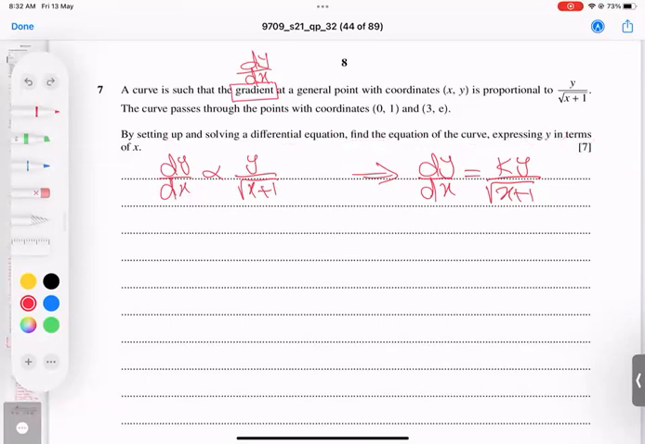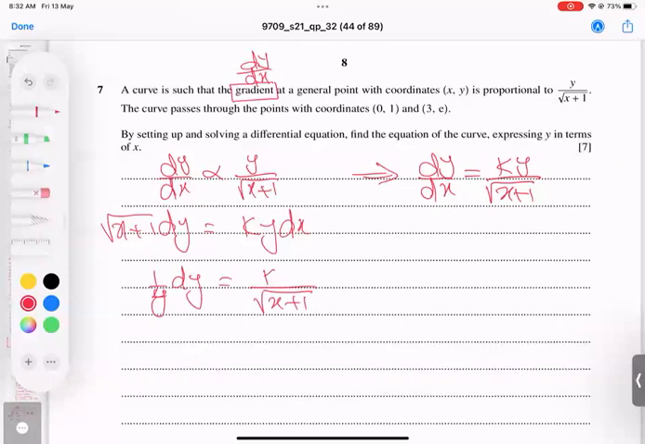So how to do it? First of all, cross multiply. dy times root of 2x plus 1 equals ky into dx. Now I will try to make y alone. So y comes this way, this goes the other way. And 1 over y dy equals k over root of 2x plus 1 dx. After this, what I will do is integrate. You can write the word integrate or not. So integrating both sides.